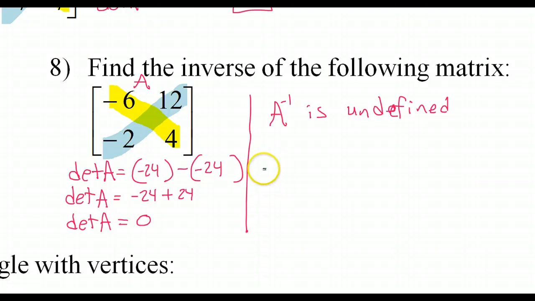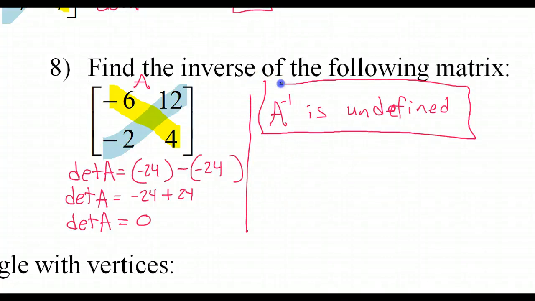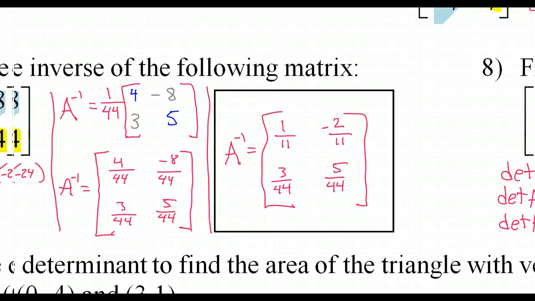If we follow the normal procedure, the first thing we do is 1 over 0, and then here we'd reverse and negate. But you cannot divide by 0, right? 1 divided by 0 is undefined, which is why the inverse is undefined. Okay? Alright, so no inverse whenever the determinant is 0.